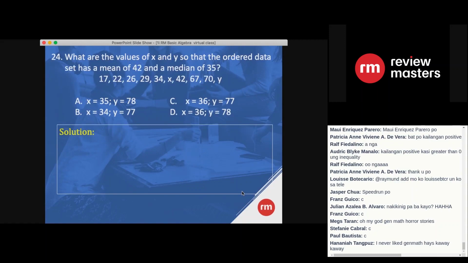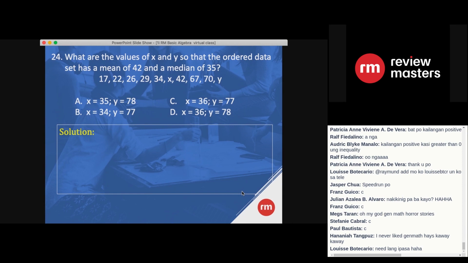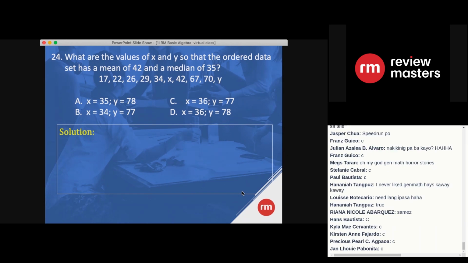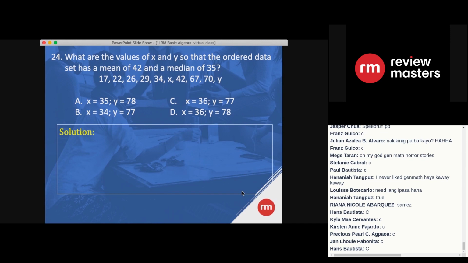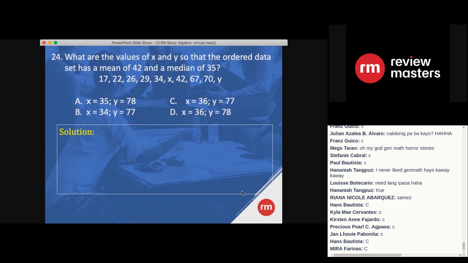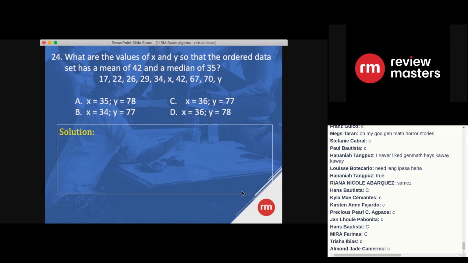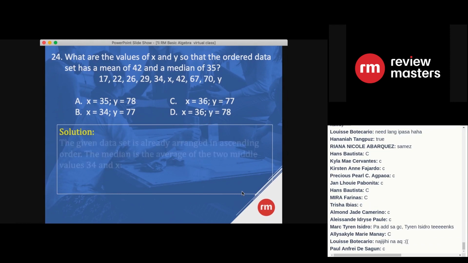Okay? Number 24. What are the values of x and y so that the ordered data set has a mean of 42 and the median of 35? What is your answer? Okay. Many of you answered letter C. Okay, so let us see kung paano nangyari yan.